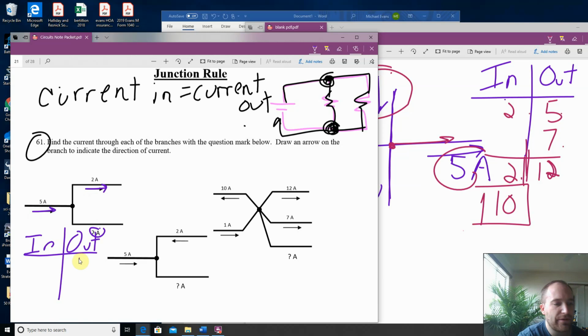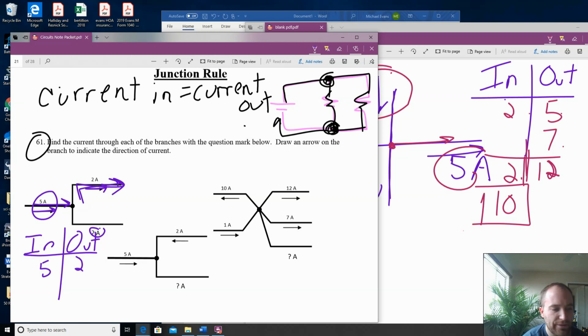Alright, let's start with the 5 amps. The 5 amps I think is going in, and what I mean by that is it's going towards the intersection, towards the junction. So I would say that's going into it. 5. That 2 amps, I would say, is going out of it, because it's traveling away from it, so 2 coming out. And again, these 2 columns have to be equal to one another. Right now they're not. 5 in, 2 out.